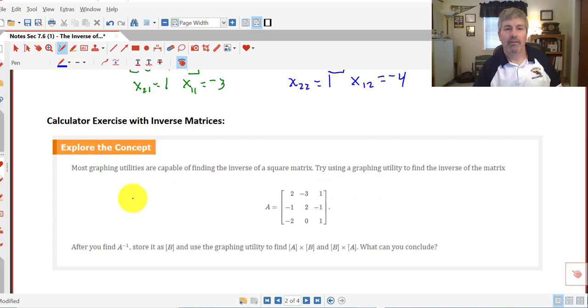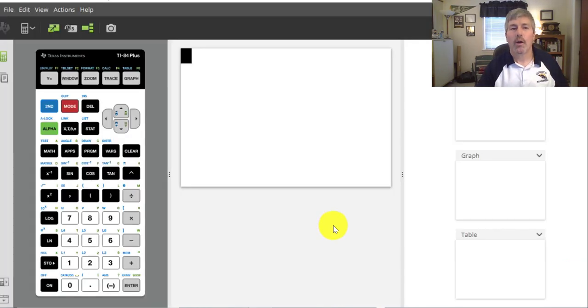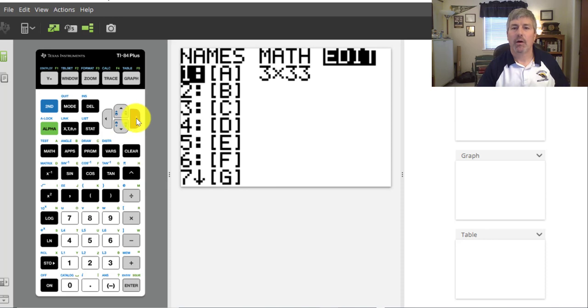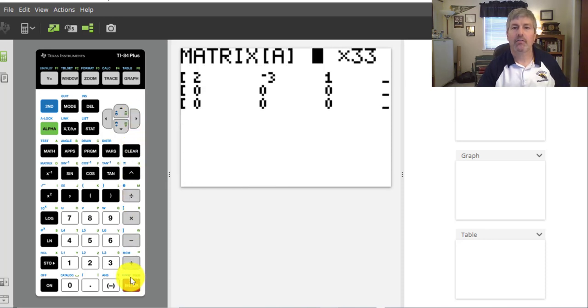It says most graphing utilities are capable of finding the inverse of a square matrix, and we're going to try and do this with our graphing calculator. So I open up my graphing calculator, I get a blank screen, and I go into the matrix menu. Second matrix, I'm going to use matrix A here, and I'm going to edit that one. I don't want a 3 by 3 matrix. I just want it to be a square matrix that's 3 by 3.